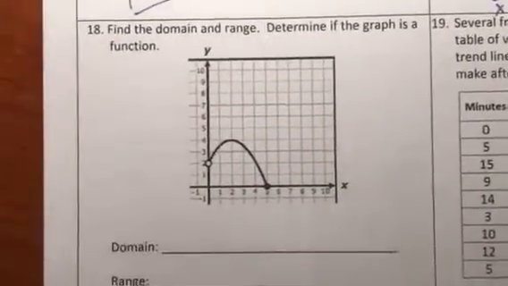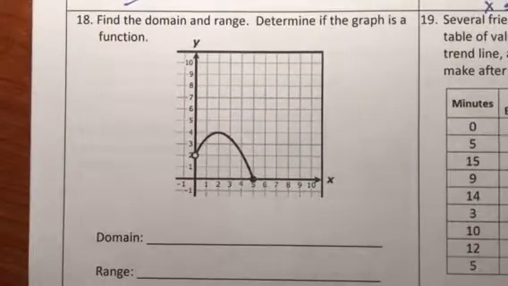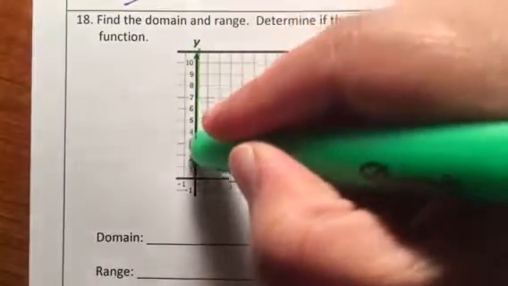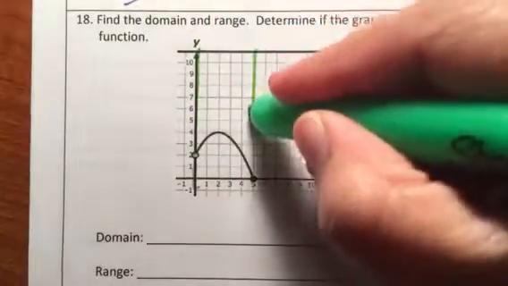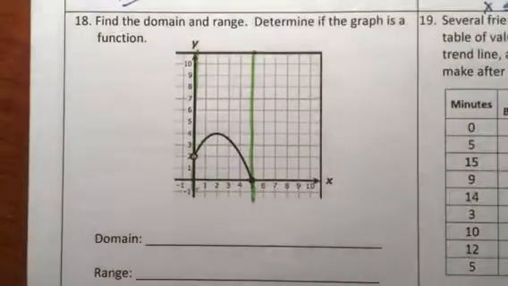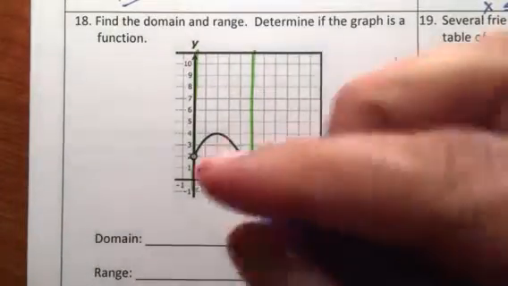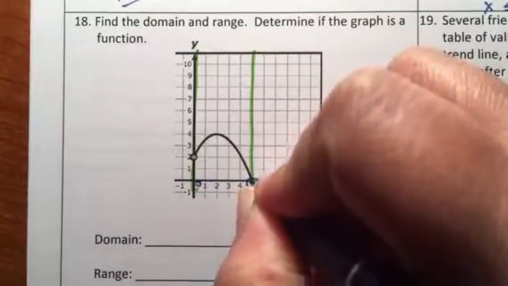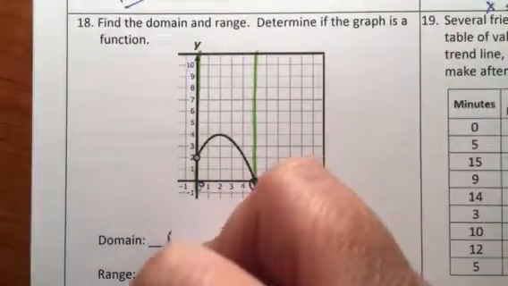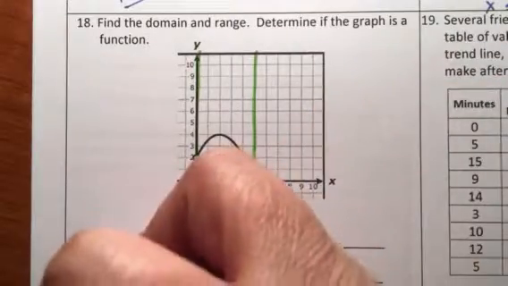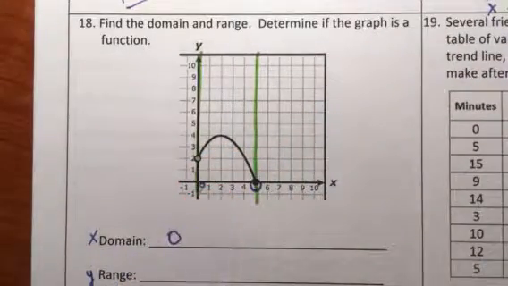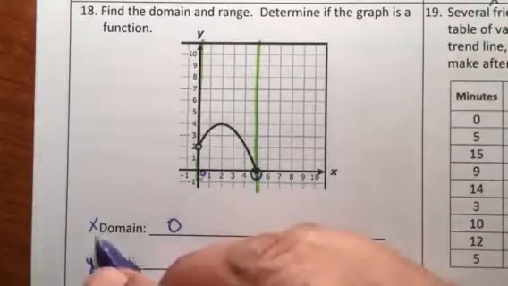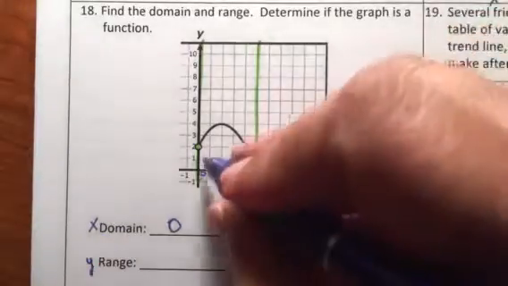Number 18. Alright, domain and range. We are going to draw lines. Hopefully you can see that these green lines are touching the x-axis at 0 and 5. So my numbers are for the x-axis. Remember, this is domain and range. Domain is x, range is y.